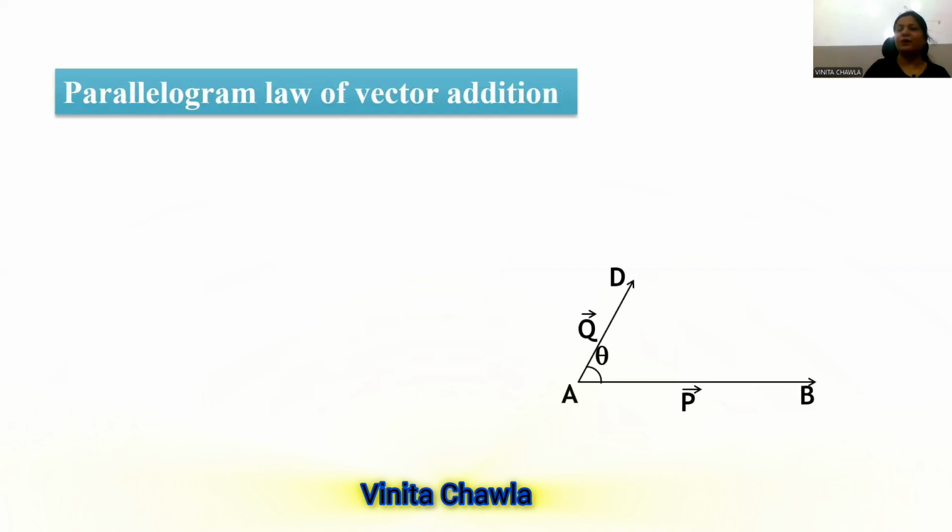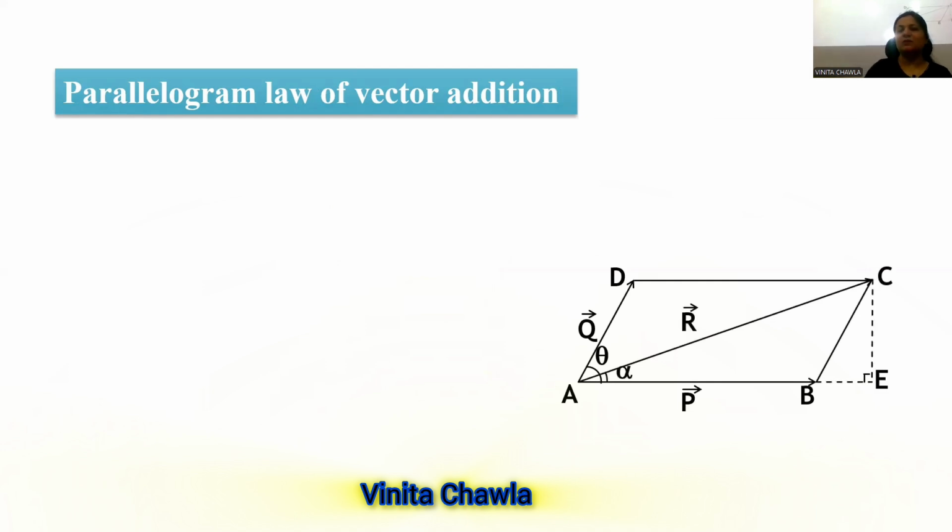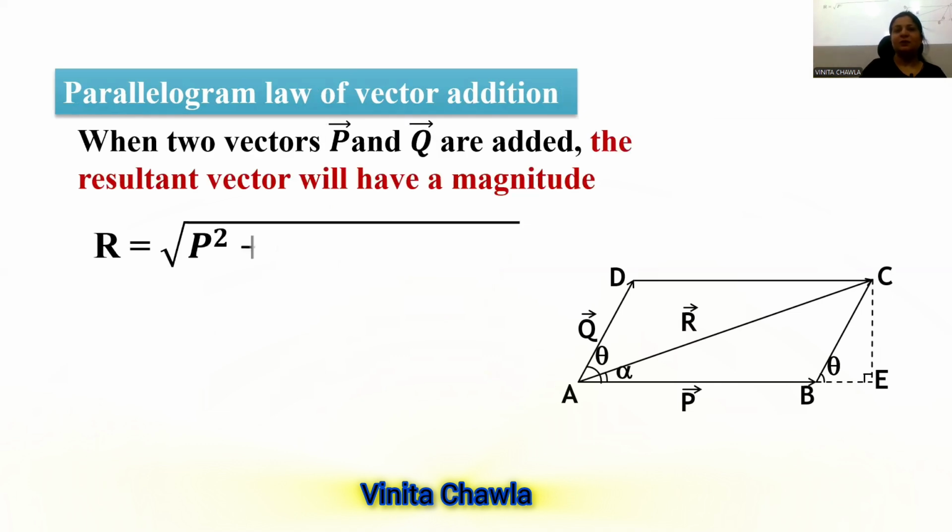So we have these two vectors, vector P and vector Q. The angle between the vectors is theta. We formed a triangle. R is the resultant vector. Alpha is the angle between the resultant vector and vector P, and theta is the angle between the given vectors. So when two vectors P and Q are added, the resultant vector will have a magnitude R equal to the square root of P square plus Q square plus 2PQ cos theta.